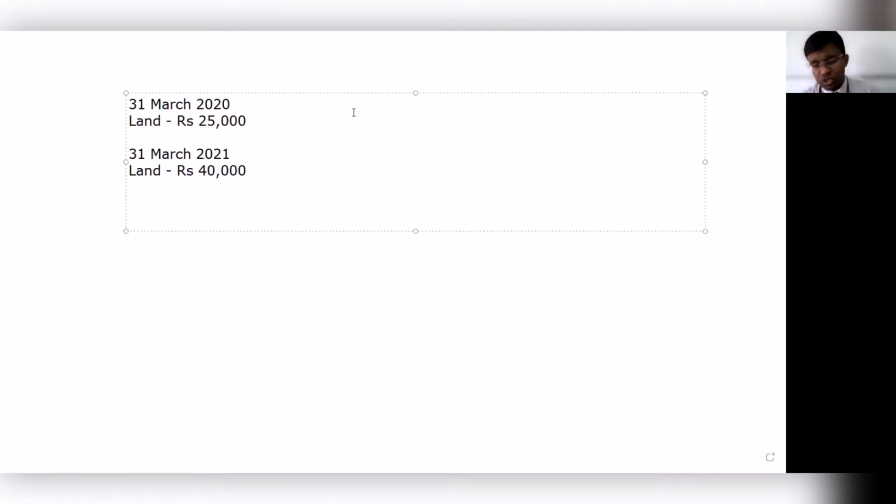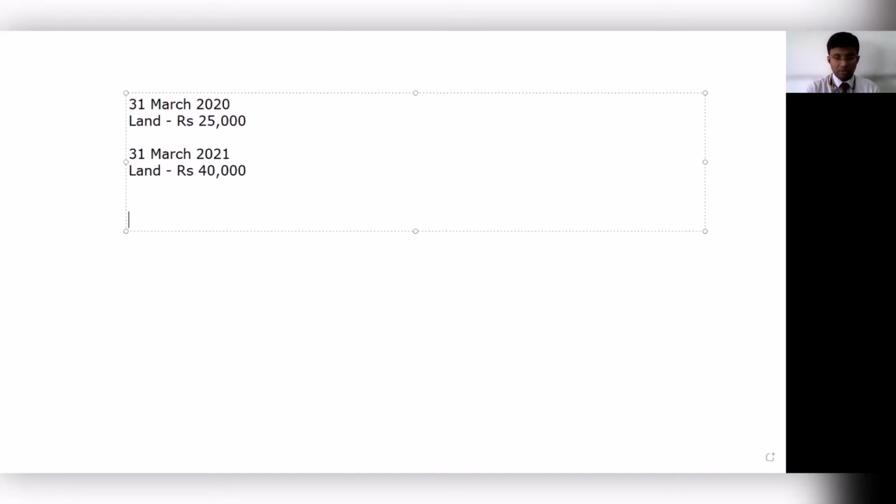Let me just redo that once again. On 31st March 2020, the value of land, let's say, is rupees 25,000, and on 31st March 2021, the value of land is rupees 40,000. Let's assume this to be the value. When we look at these two values in the balance sheet, we're really not sure what kind of changes happened between these two balance sheets.